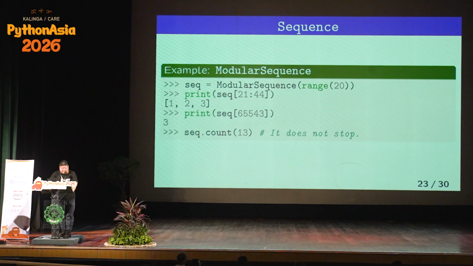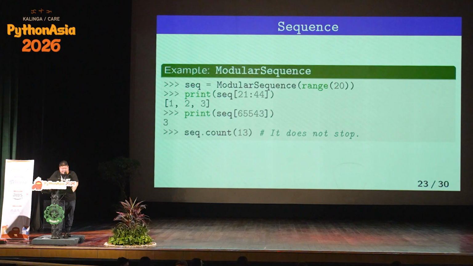Let me show you what happens. Create a modular sequence with range 20. It has items 0 to 19. Sequence[21:24] returns a list of 1 to 3. The indices wrap around. Sequence[65543] returns 3, because this number modulo 20 is 3.